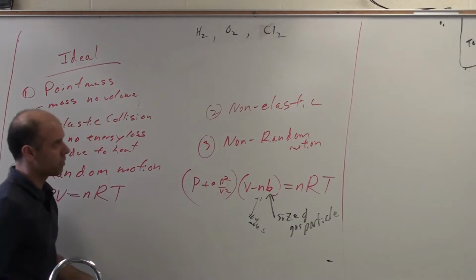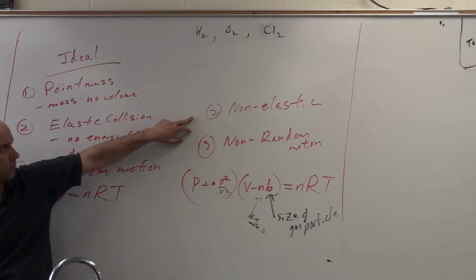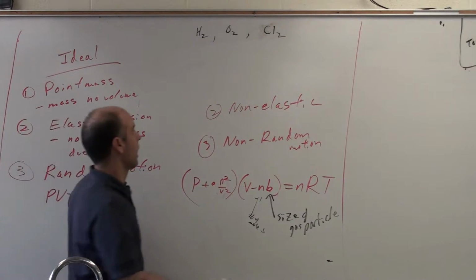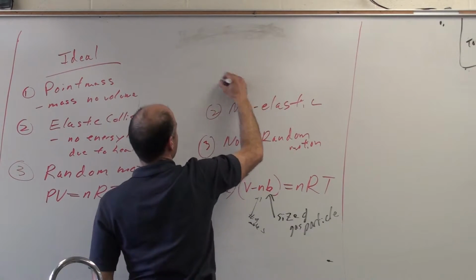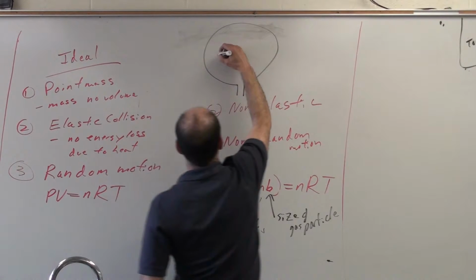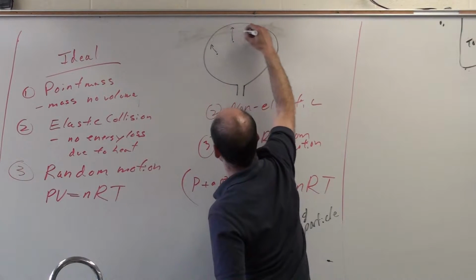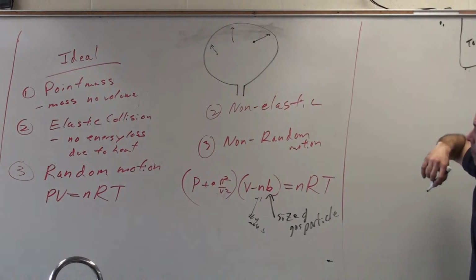A has to do with the fact that the collisions aren't elastic and that the motion isn't random. And it has to do with how pressure is created. When a gas particle strikes the side of a container, that's how pressure is created.